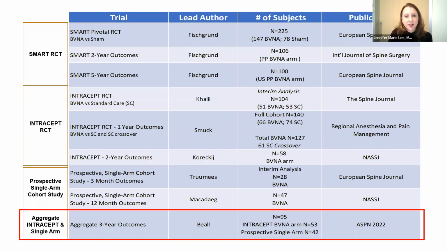Okay, so we have here a very busy slide, and I can just give you the high points to break this down. Relievant has really committed to some substantial medical evidence to support their therapy. The SMART RCT in the upper right-hand corner of this busy slide was their first randomized control trial. This was remarkably a trial where the basivertebral nerve ablation was performed and randomized and blinded against sham.